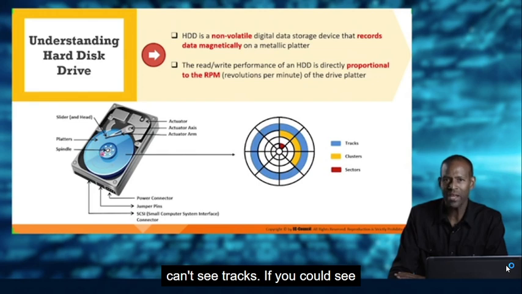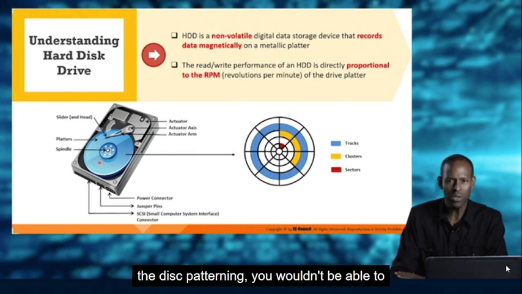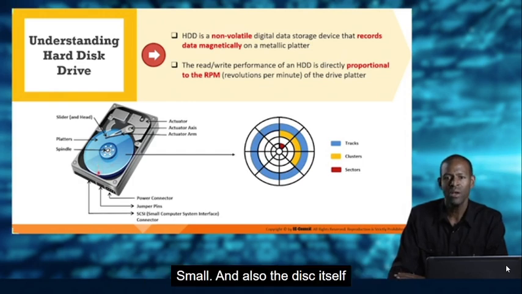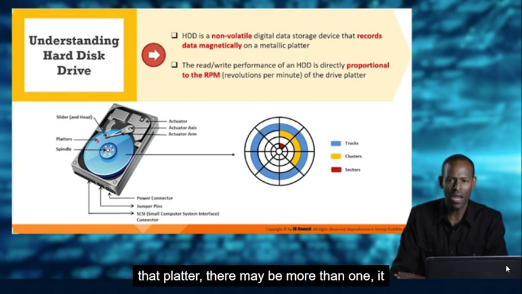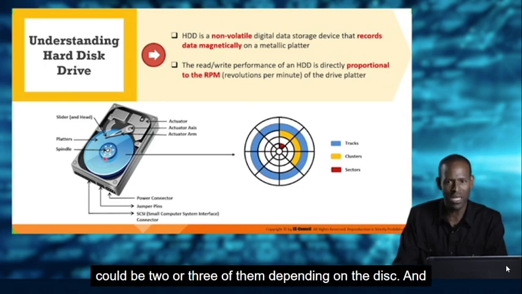You can't see tracks. If you could see the disk patterning, you wouldn't be able to discern it with your eyes. They're extremely small. And also, the disk itself is called a platter. And that platter, there may be more than one. It could be 2 or 3 of them, depending on the disk.